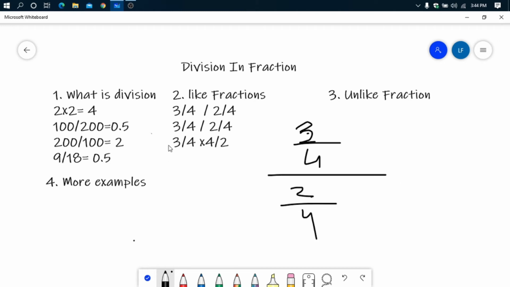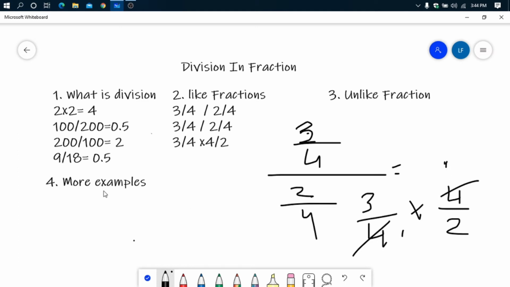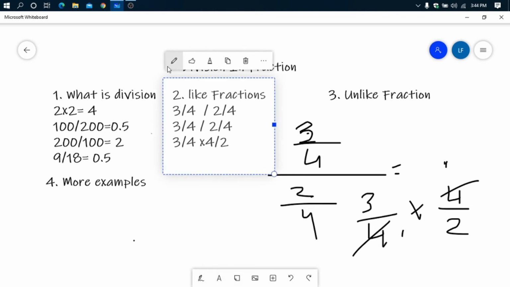Now, when it comes to this, it will become 3 by 4 into 4 by 2. Now, we know that we can cross multiply and this will become 1 and 1. So the answer will become 3 by 2.